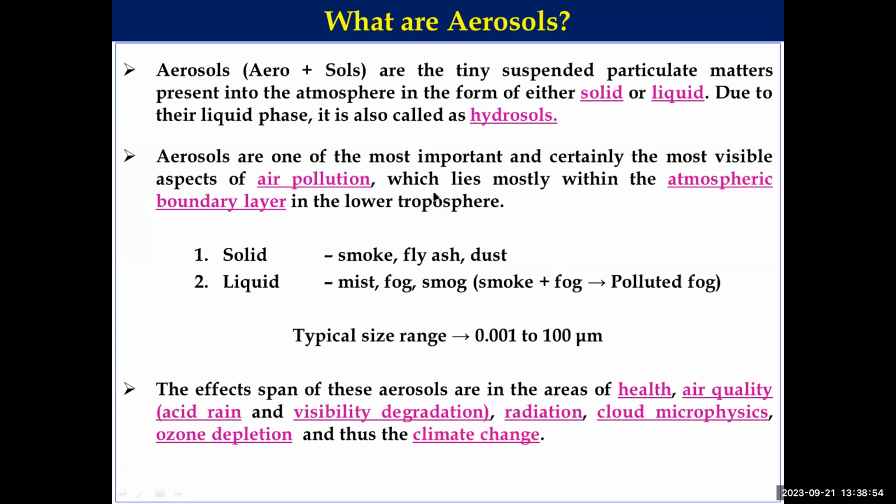These aerosols are one of the most important and certainly the most visible aspect of air pollution, which lies mostly within the atmospheric boundary layer, within 2 to 3 kilometers. The typical size range of these aerosols is 0.001 to 100 micron. So you can see the wide distribution of their sizes. The effect span of aerosols is also very wide, starting from health, air quality, then radiation, cloud microphysics, ozone depletion, as well as climate change. All these effects highly depend on their sizes, mass, and composition.